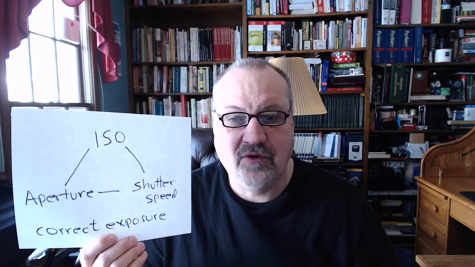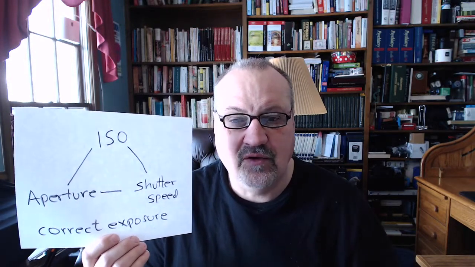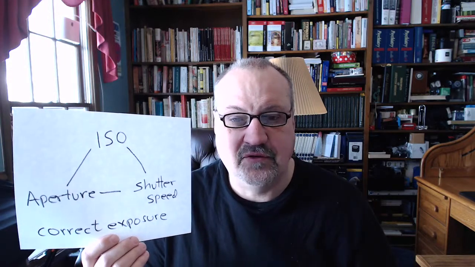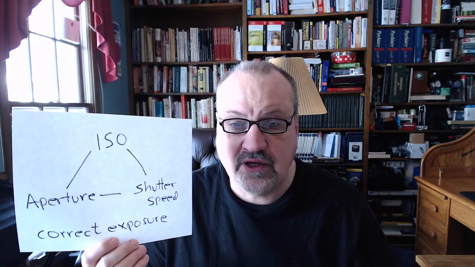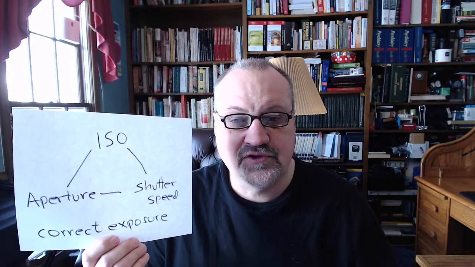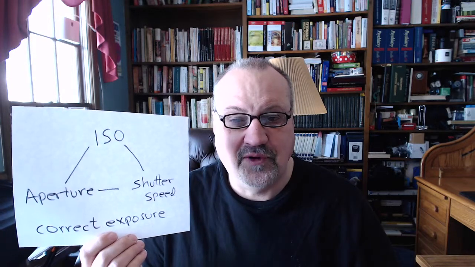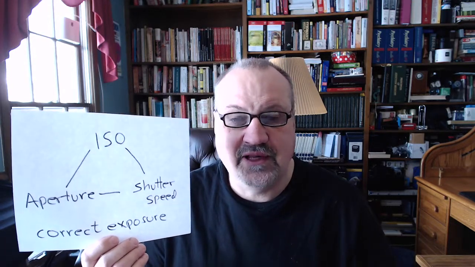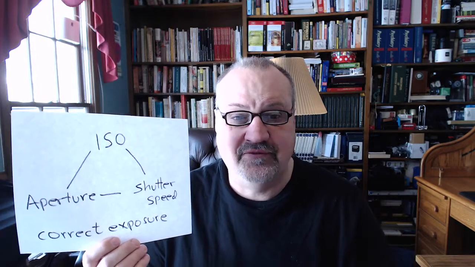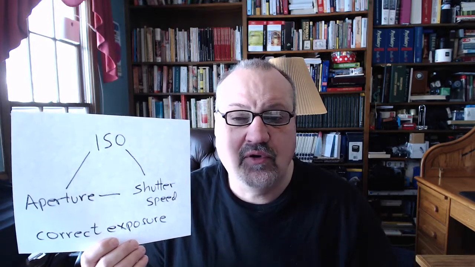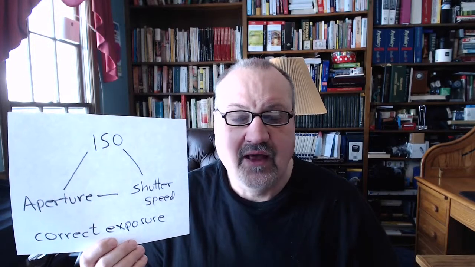When you double the ISO, you need half as much light. In other words, if you go from an ISO of 100 to 200, you need half as much light to get a proper exposure. If you go from 200 to 400, you need half as much light. If you go from 400 to 800, you need half as much light. So it's a very important tool to have, and it's used in a variety of situations.